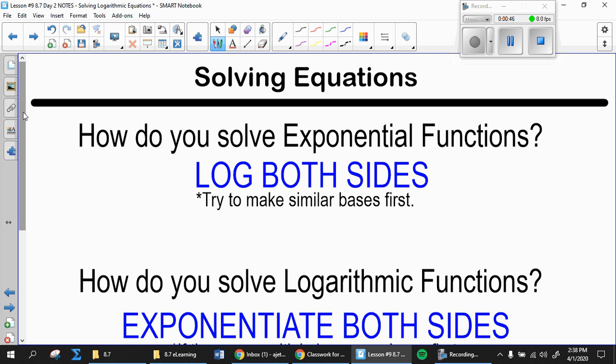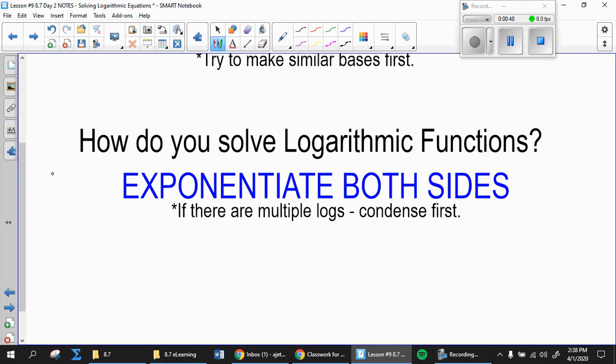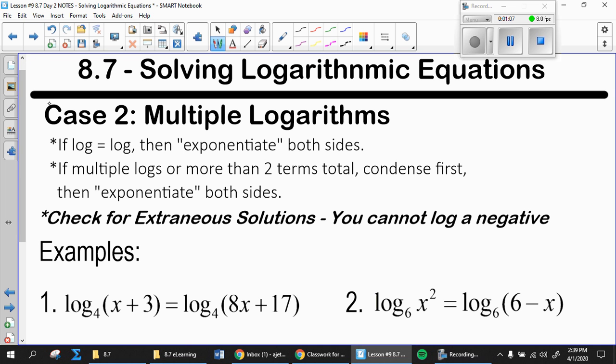All right, like I said, today we are going to continue on with solving logs. Remember when we're solving logs, we're going to exponentiate both sides in order to cancel out the logs and to solve our problem. Today what we're going to look at is this part here when we have multiple logs, and when we do that, we have to condense everything first. So, case 2 of solving logs is when we have multiple logs, either one on each side of the equal sign or multiple on one side.